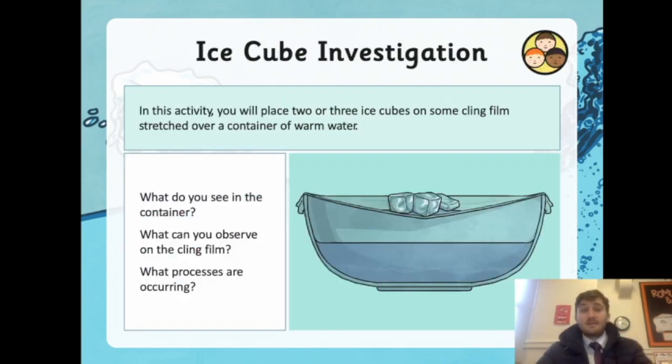So now, this is a little bit of an activity that I think you guys can do at home. All you need is some ice from your freezer, so some ice cubes, and just some salt. That is all that you need. In this first activity, you will place 2 or 3 ice cubes on some cling film, stretched over a container of warm water. It doesn't have to be boiling water, just some nice warm water. And what do you see in the container? What can you observe on the cling film? And what processes are occurring? I want you to do this investigation and write a few sentences answering these 3 questions.